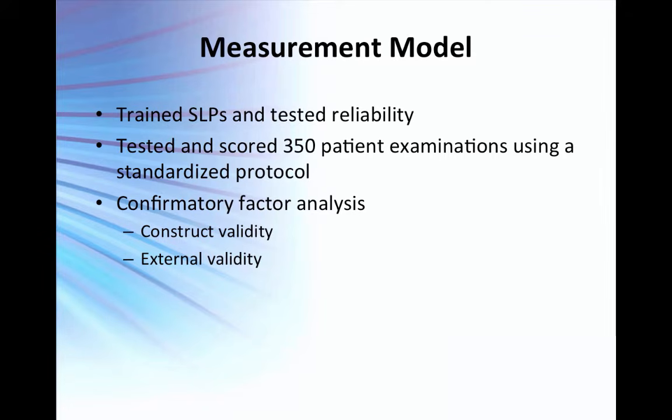Someone could say that you lose some fidelity in a scale, and I guess you do, but you also improve accuracy. So the tool now, when you look at each component, is not balanced in terms of the number of selections per component. And that's because we only included what we got good reliability with. We tested and scored the exam in 350 patients using our standardized protocol, and then we subjected the data to confirmatory factor analysis, and we tested construct and external validity.